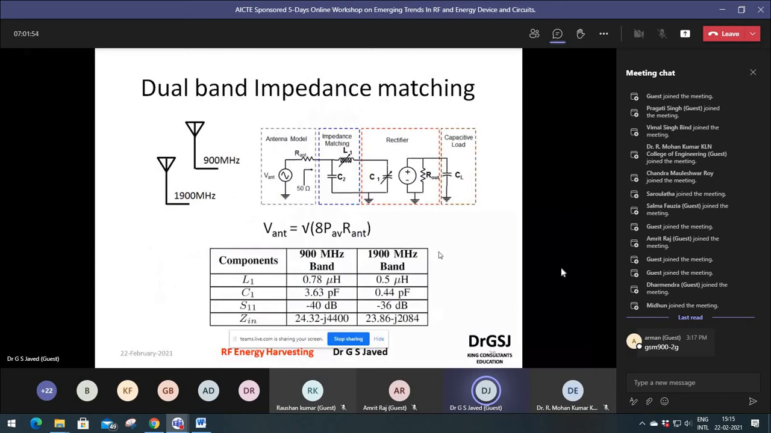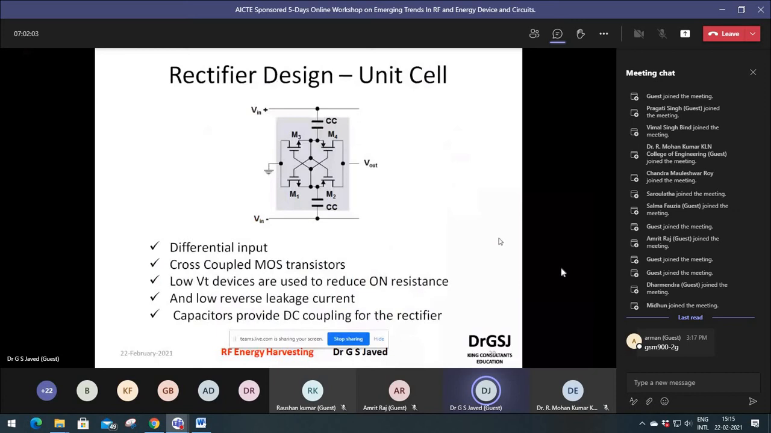Once this value is received, you need to rectify it. The rectifier was designed using a cascade of diodes with a differential input, and we had cross-coupled MOS transistors or back-to-back diode connected devices, so that you could reduce the on resistance using low VT devices. They have low reverse leakage current so that you don't lose out on the output value, and the capacitors at the output provided DC coupling for the rectifier such that there is no DC bias difference between the two, and the total output power can be given.